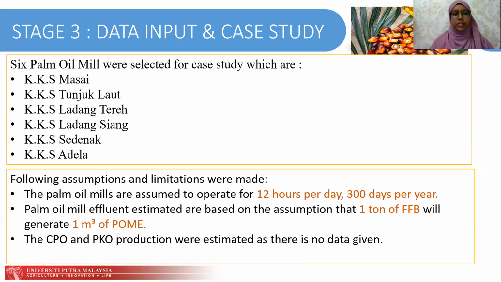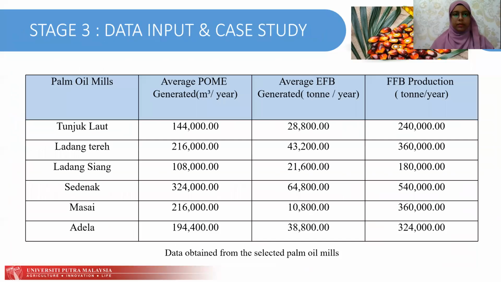In the data input and case study, six palm oil mills were selected, which are Masai palm oil mill, Tunjuk Laut palm oil mill, Ladang Tereh, Ladang Siang, Sedenak, and Adela. The following assumptions and limitations were made: the palm oil mills are assumed to operate for 12 hours per day, 300 days per year. The PKO and CPO production were estimated as there is no data given. So this is the data input and case study based on the data received from the selected palm oil mills.